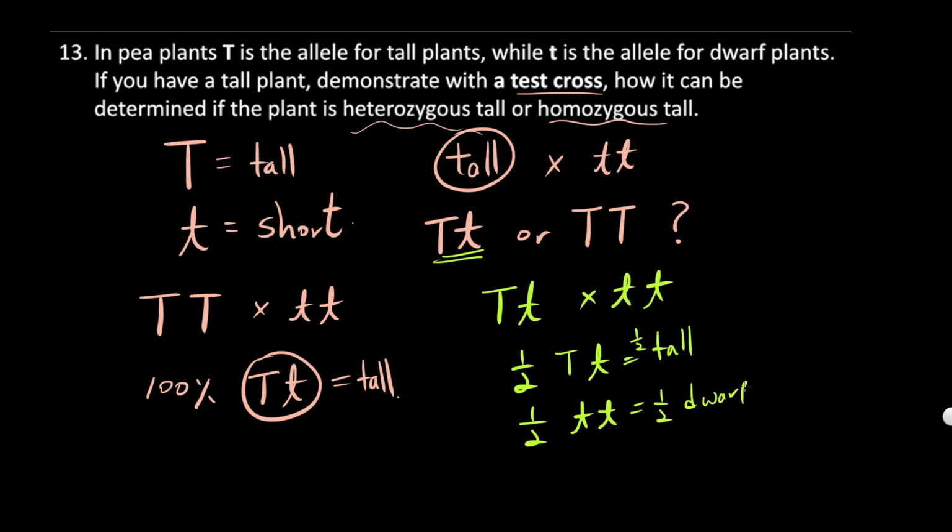Half will be dwarf. So by doing a test cross and looking at the frequency of the next generation, you could tell whether the unknown was heterozygous. If the next generation plants are half tall, half dwarf, then the unknown must be heterozygous. Or if all the next generation is tall, then the unknown must have been homozygous dominant. That's how you figure out whether it was heterozygous tall or homozygous tall.